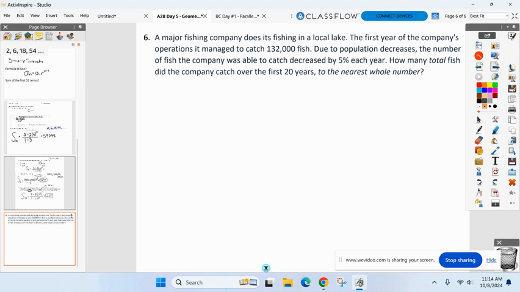Okay. They caught 132,000 fish. Everyone's seeing now it's decreasing by 5%. Everyone see decreasing. Oh, and I even put it in a little italics here. Total. I don't care how much they caught on year 20. What's the total after 20 years?